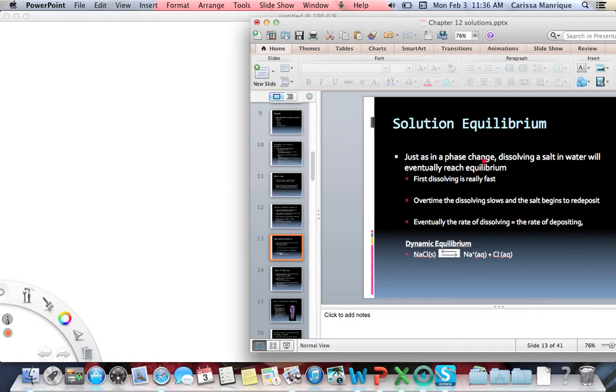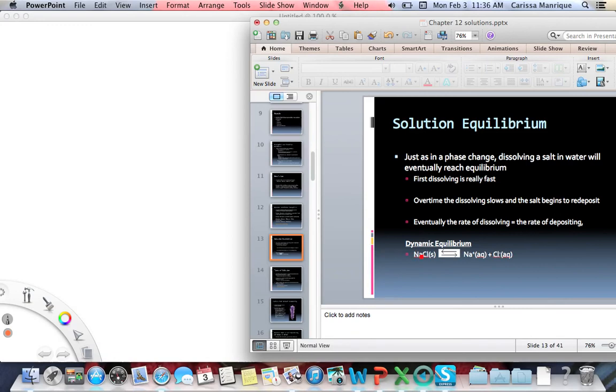Okay, so first everything's going to dissolve really fast. You're going to put some salt in water and it's going to dissolve really fast. Over time, the dissolving is going to be very slow, and the salt will begin to redeposit, okay, meaning it's going to start forming a solid at the bottom after a while. Okay, eventually the rate of dissolving, so the rate it takes to dissolve it, is going to be the rate it takes to deposit it. So basically they're in equilibrium with each other.